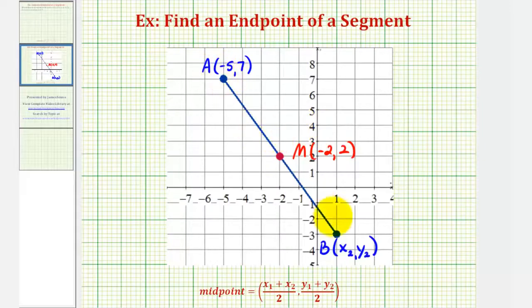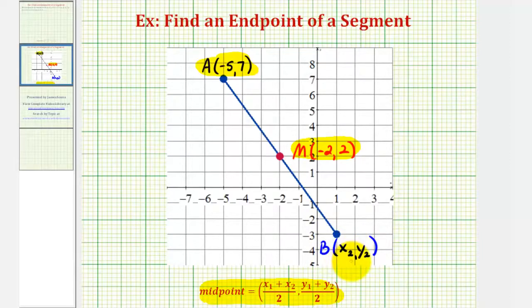First, if we were given the two endpoints of the segment and asked to find the midpoint, then we would just sub the coordinates of the two endpoints into our midpoint formula given here to find the midpoint. But this problem is different because we're given the midpoint, as well as the coordinates of one of the endpoints, and we're asked to find the other endpoint of the segment. And since we don't know the coordinates of point B, let's use x sub 2, comma y sub 2 for the coordinates of this point.